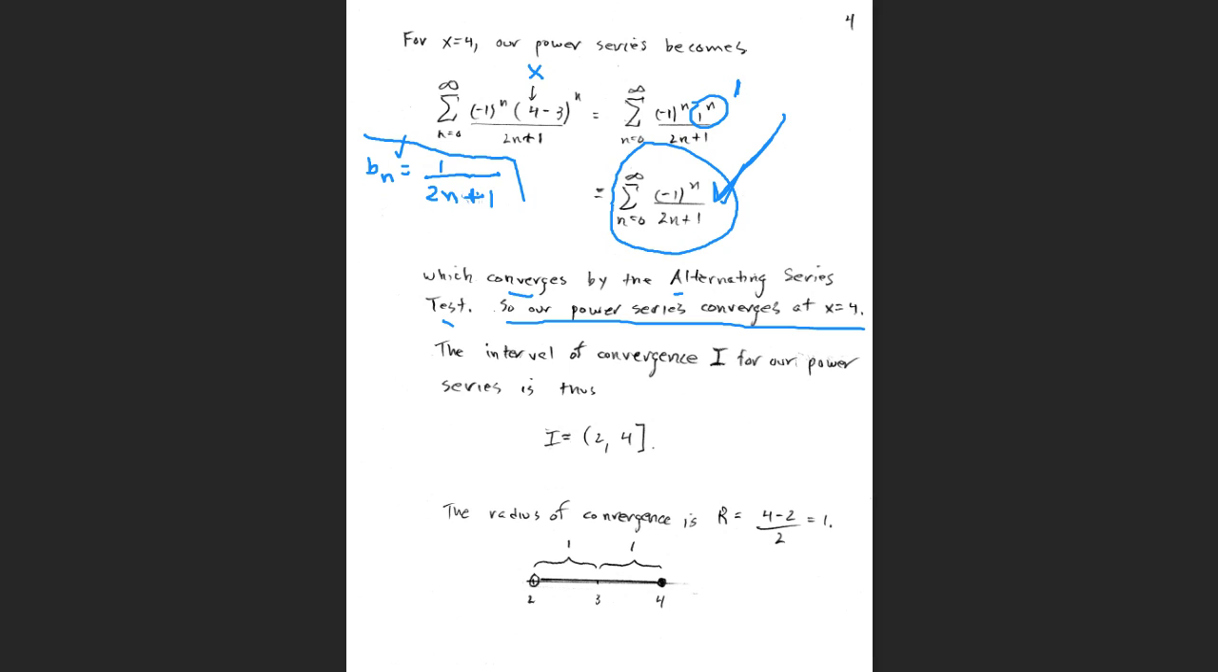Now we have established what the interval of convergence is. The interval of convergence goes from 2 to 4, but it does not include the endpoint x equals 2, but it does include the endpoint x equals 4. So that's an example where the left part of your interval is open and the right part of your interval is closed. And that's an interval with length 2, so the radius of convergence is half of that, which is 1.